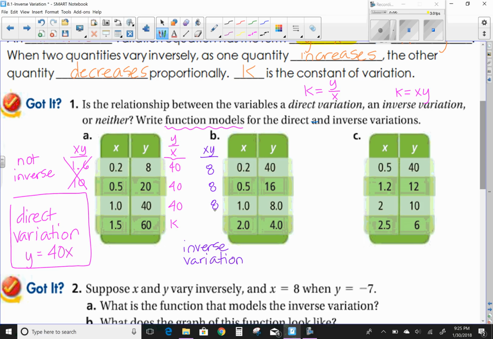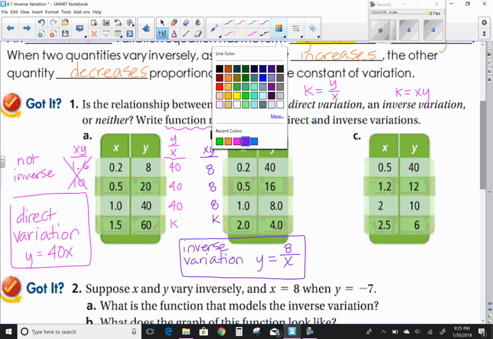And again, whatever I get when that number is the same every time, that's my k. And my inverse variation formula is y equals k, which was 8 in our problem, over x. So this is our equation. All right, let's look at the next one.